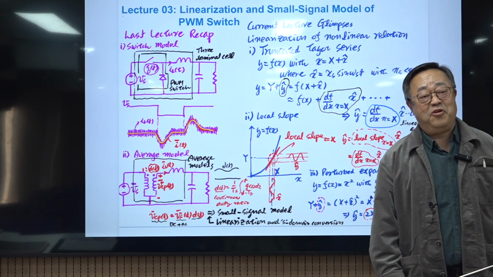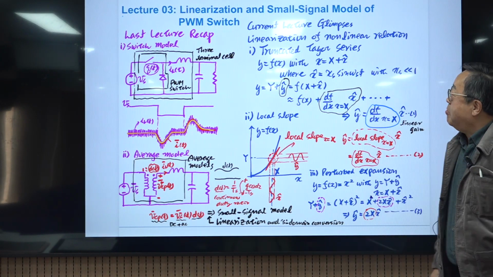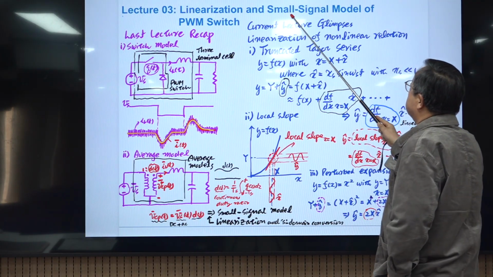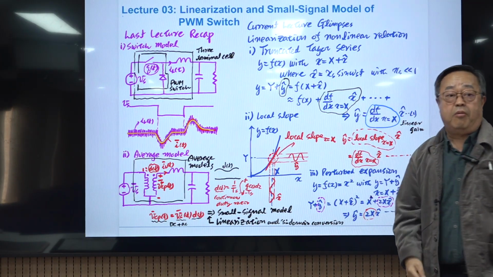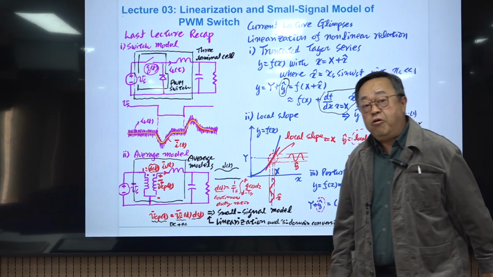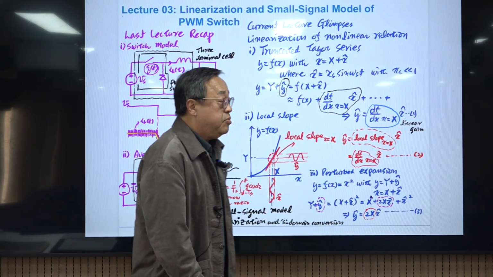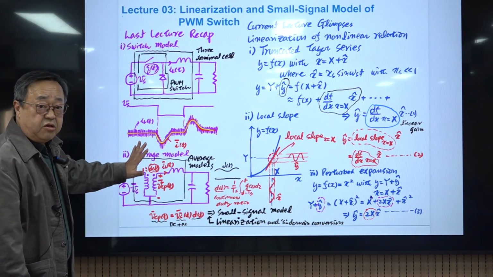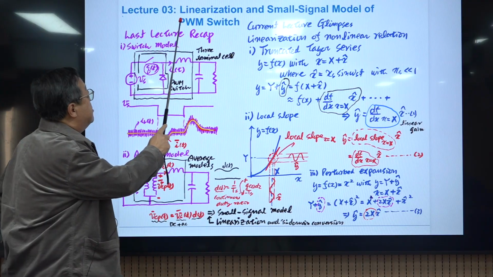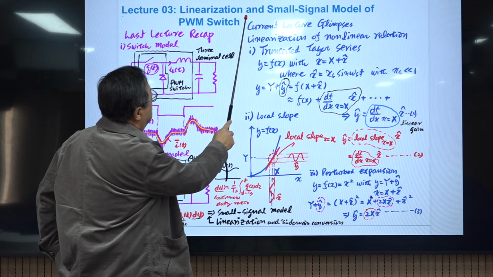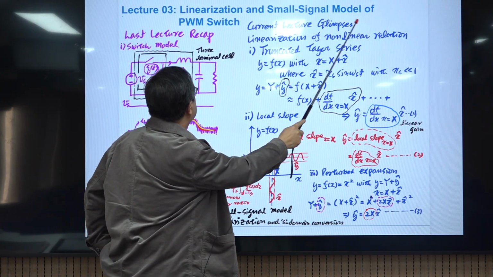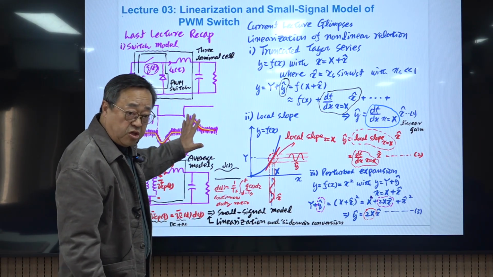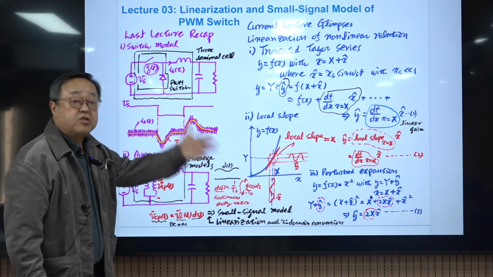Hi, it's time for lecture number 3, and the subject of lecture number 3 is linearization and small signal model of PWM converter. In the last lecture, lecture number 2, we derived the average model of PWM converter. So in this lecture, we'll linearize the average model and develop the small signal model of PWM switch. This is the eventual goal of this lecture and the next lecture.